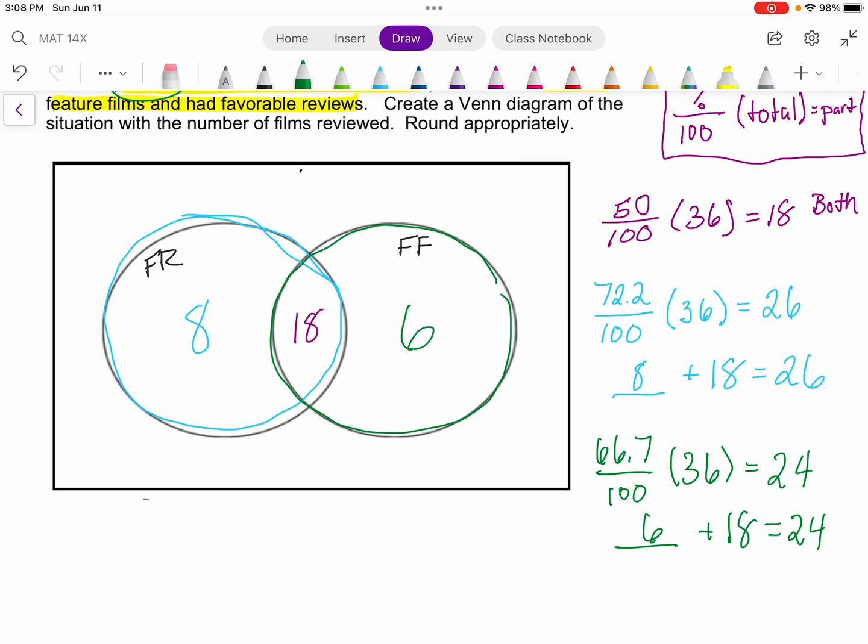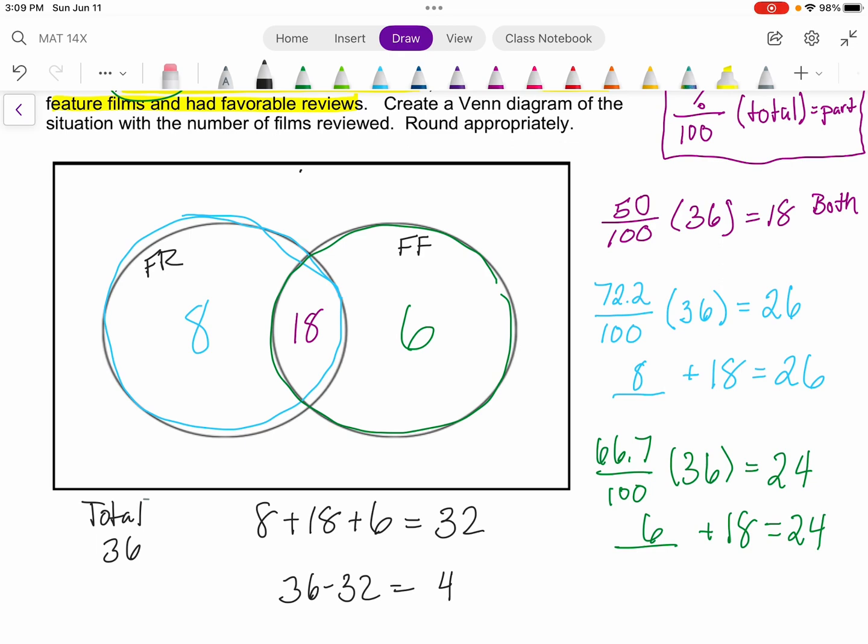All right, so we have all of our circles filled in, but we still need to know, are there any films that didn't fit either of these characteristics? So that's where we know we have a total of 36, but here we have 8 plus 18 plus 6, which actually only equals 32. So 36 minus 32 makes 4 films that don't fit either. They got bad reviews, and they aren't feature films, so they go on the outside there.